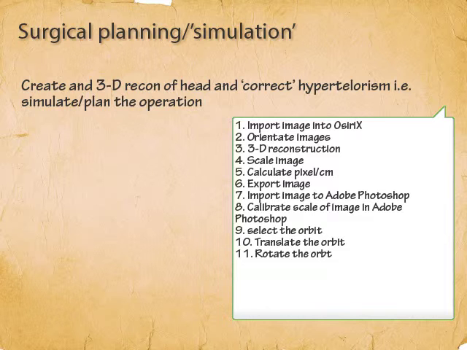Then you have to simulate the operation that you are planning. In my demonstration, I will highlight or select the supraorbital ridge and then try to translate and rotate it. So these are the steps that I'm going to demonstrate in the rest of this tutorial.